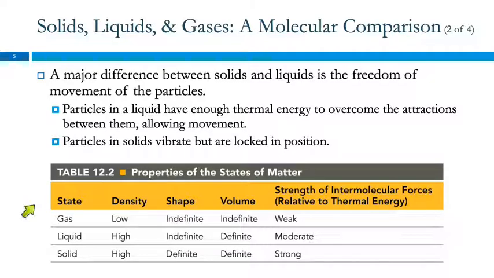So we could look at the three states. We can compare their densities, their shapes, their volumes. And what we're interested in here in this chapter is the strength of intermolecular forces. So gases are going to have weak intermolecular forces, liquids will be moderate, and solids will be strong. And that is relative to the thermal energy, because most substances, if you adjust the temperature, you can cause them to be a liquid, solid, or a gas.